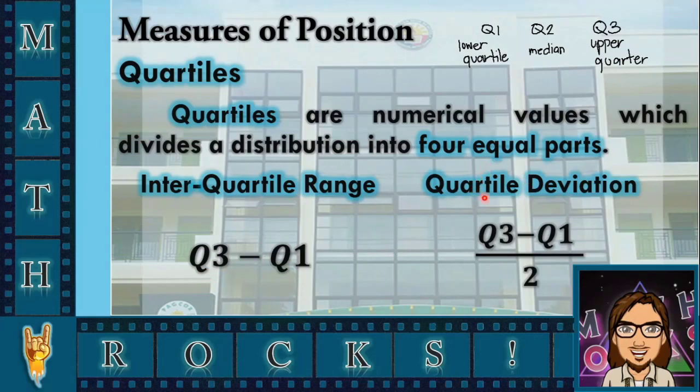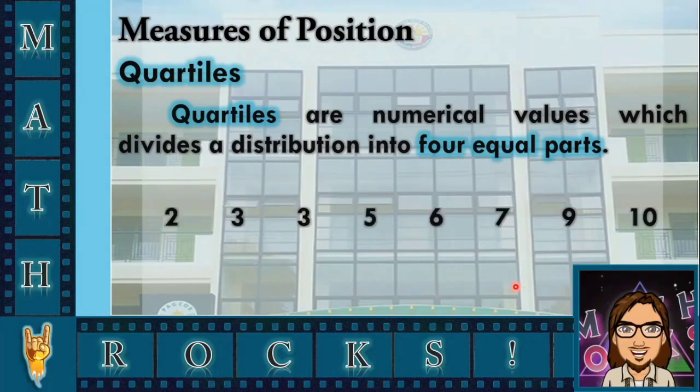And for our quartile deviation, we have this particular formula. As you can see, this is your interquartile range, Q3 minus Q1, all divided by 2. So we can simply have this quartile deviation be equal to the interquartile range divided by 2. Now, let us have more details pertaining to these quartiles. Suppose that we are given an array or a dataset containing the observations 2, 3, 3, 5, 6, 7, 9, and 10. How can we illustrate the idea of the quartiles?